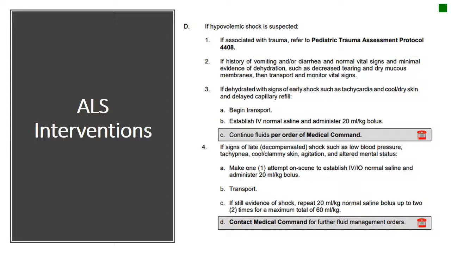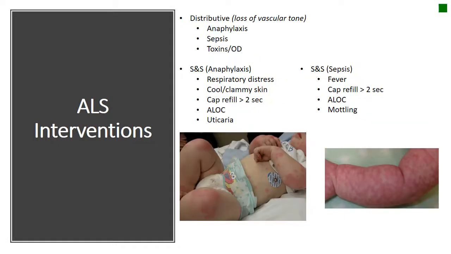Transport. If after that one fluid bolus it's not working, you can repeat that up to a total of 3 boluses, so up to a total of 60 cc's or milliliters per kilo is going to be the max fluid resuscitation you need to. If you can't get them adequately reperfused with 60 milliliters per kilo, you need to contact your MCP for further orders.